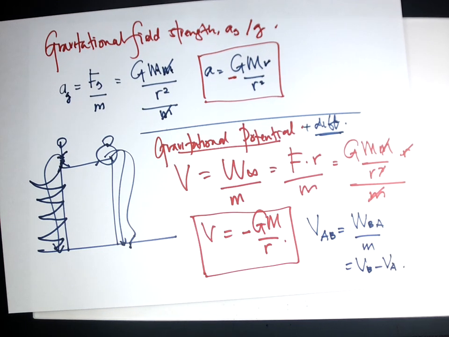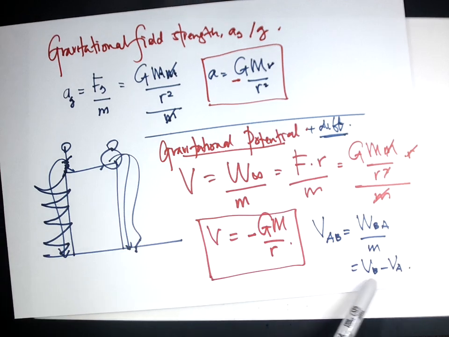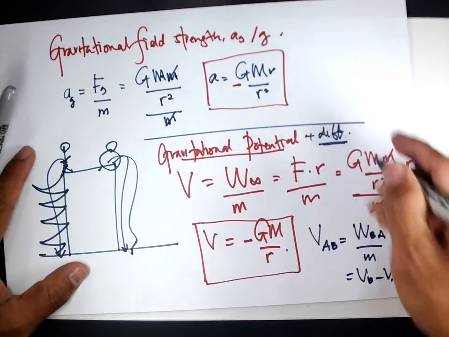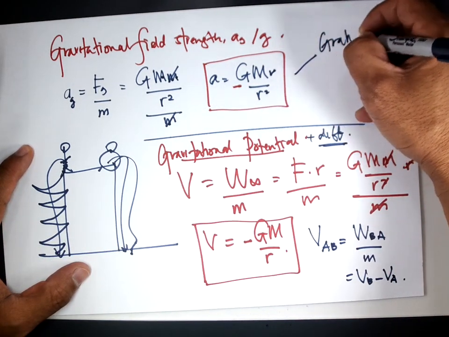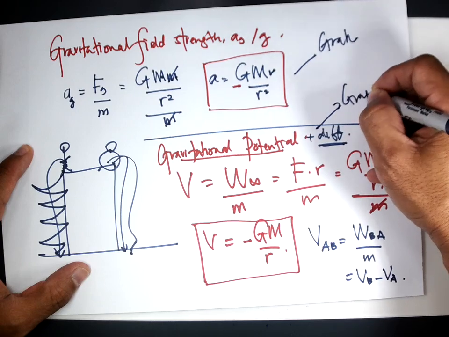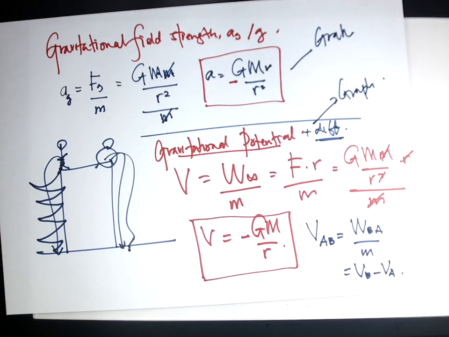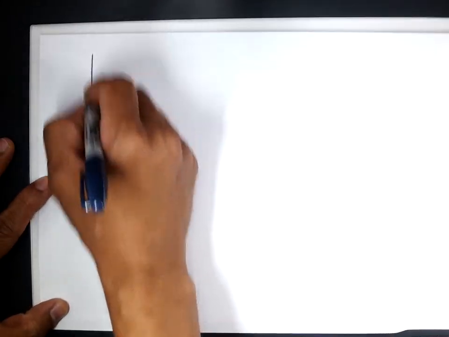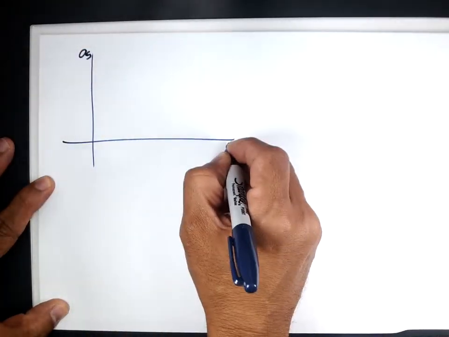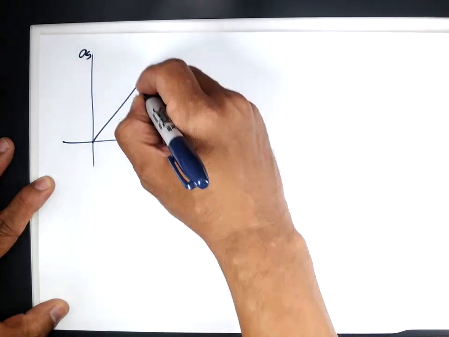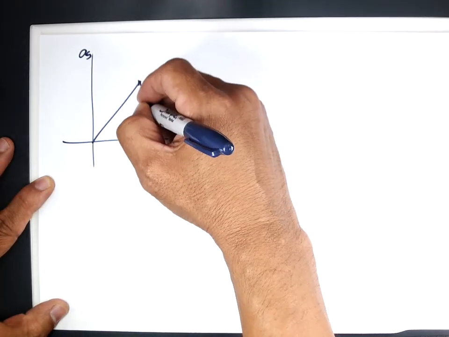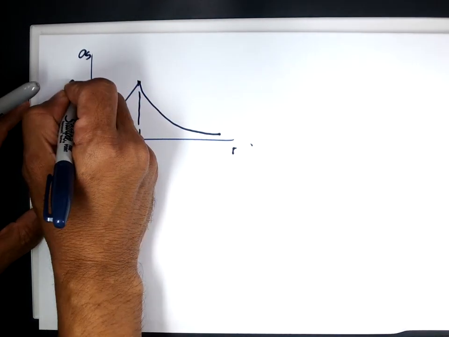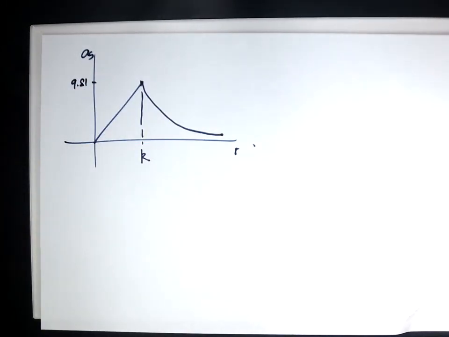Okay, so again, this one you can substitute the equation inside here, do it one by one. Okay, so no big deals. Okay, then we have graph of this, we have graph of this. So how the graph? Very simple. So if A, against R, okay, so this one should be 9.81.